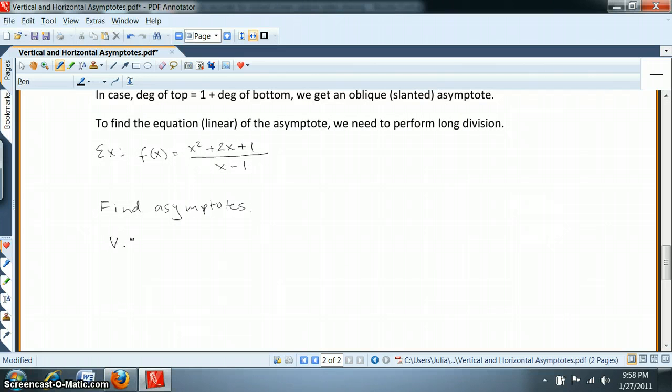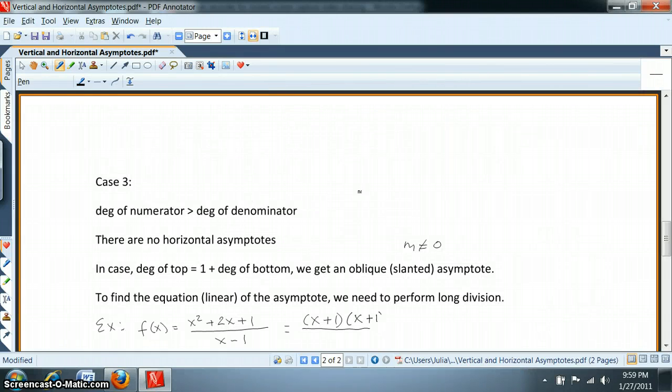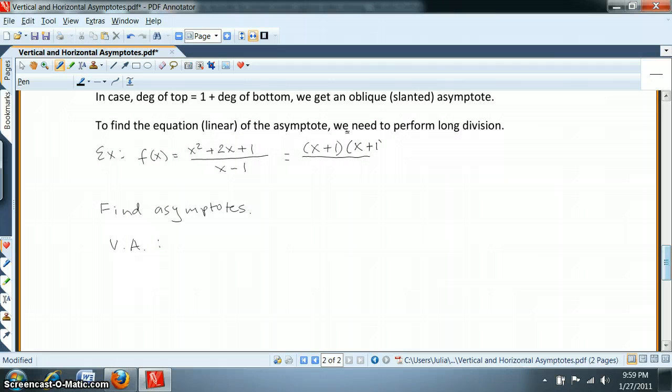A vertical asymptote, we'll put VA, would be, actually let's see if we can reduce it before we do that. I don't think we can. The top factors as x plus 1 times x plus 1, divided by x minus 1. Notice we can't cancel anything. So to find the vertical asymptote, we simply set the denominator equal to 0, which means x equals 1 would be the vertical asymptote. Now to be able to find the oblique asymptote, we actually need to perform long division. Let's take a look.